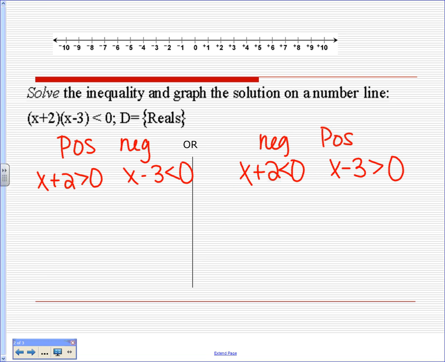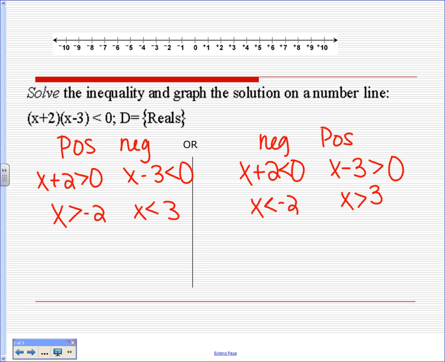So you got one that's positive, one that's negative, and then over here, one that's negative and one that's positive. Now what do we do? Positive means it's greater than 0, and negative means that it's less than 0. We'll get there. Okay, so for this one, x is greater than negative 2, or x is less than 3. Okay, x is less than negative 2. On this one, x is greater than 3. Do you agree so far?